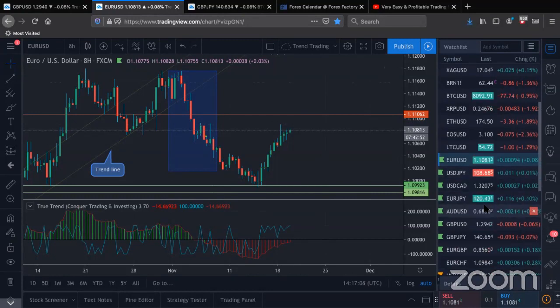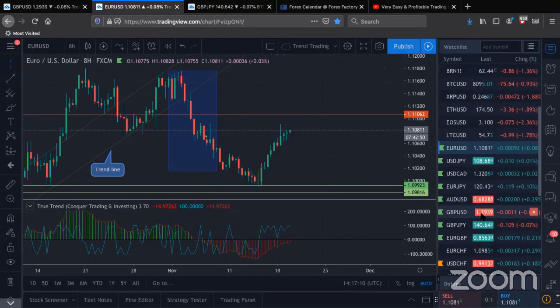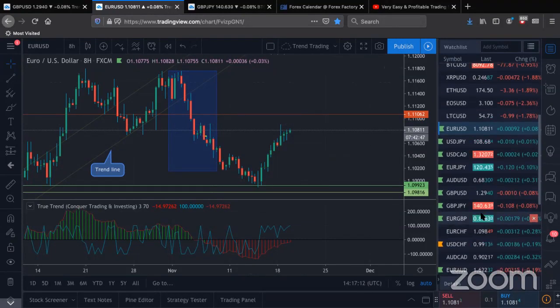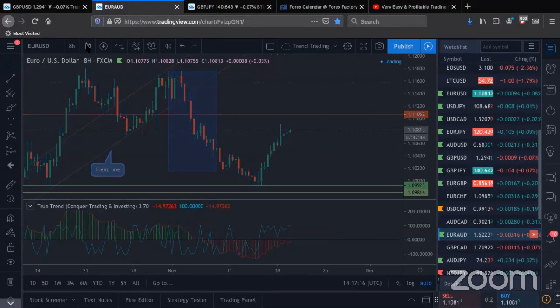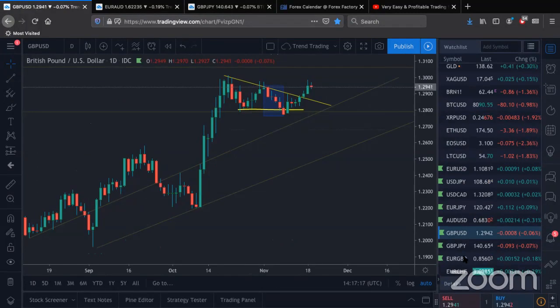What else do we have going on this morning? We want to look at our friends, the Australian dollar, Japanese yen, and the New Zealand dollar, Japanese yen. But first, let's look at the euro, Australian dollar.